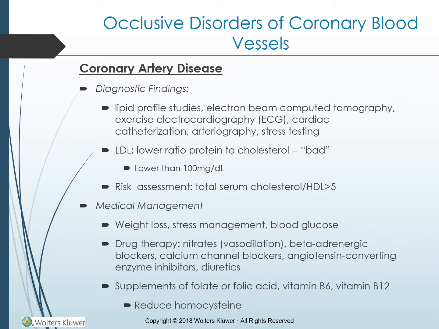Diagnostic findings. Diagnosis of CAD is a composite of lipid profile studies and electron beam computed tomography, as well as exercise electrocardiography, cardiac cath, and arteriography, all of which are discussed later. EKG or stress testing may show ST segment depression, arrhythmias, or exercise-induced hypertension. A nuclear stress test using a radionuclide such as thallium may be injected intravenously during and a few hours after exercise electrocardiography, followed by a heart scan. Narrowing of one or more of the coronary arteries is documented during coronary arteriography.